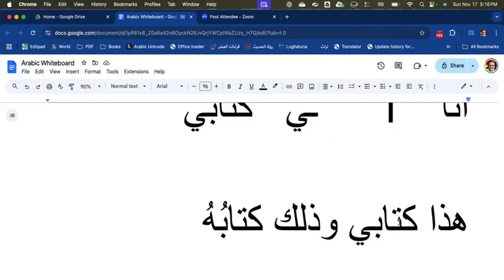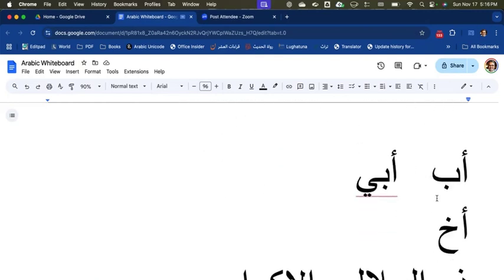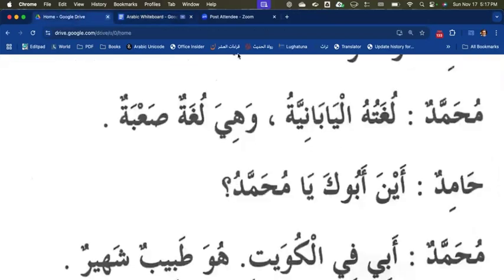So with this in mind, how do you say your father? Abuka, with the wow in the middle. Exactly. I was trying to underline it. There we go. Abuka. It gets a special wow. And how do you say his father? Abuhu. Exactly. Now let's go back to the lesson, and inshallah we will end after that.